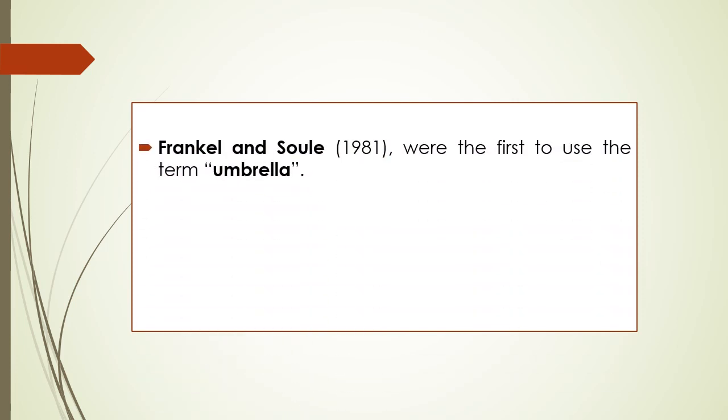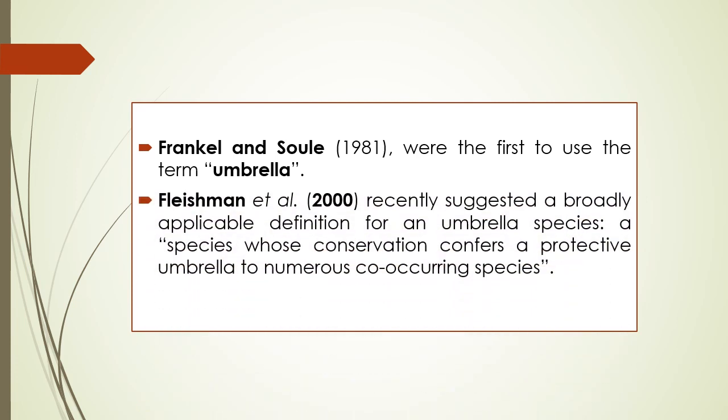Frankel and Soulé were the first to use the term umbrella in 1981. Fleishman et al. 2000 recently suggested a broadly applicable definition for an umbrella species. According to them, a species whose conservation confers a protective umbrella to numerous co-occurring species is considered an umbrella species.